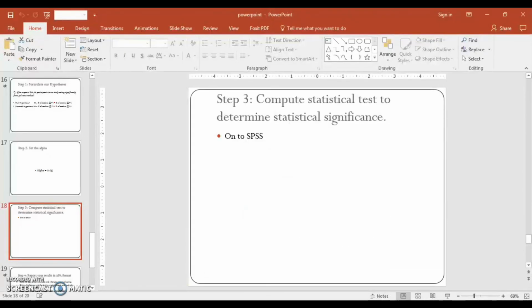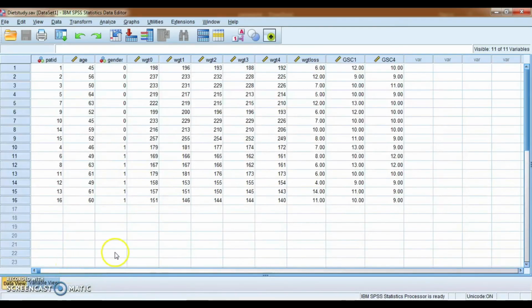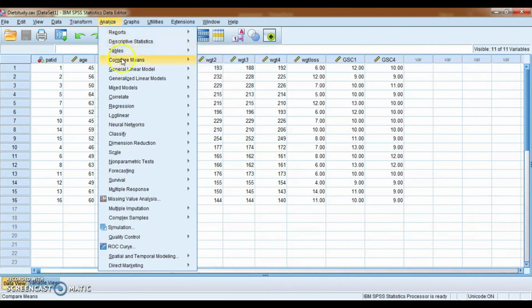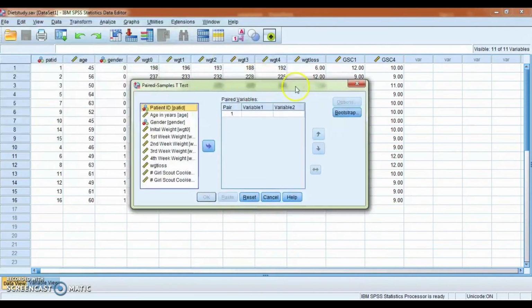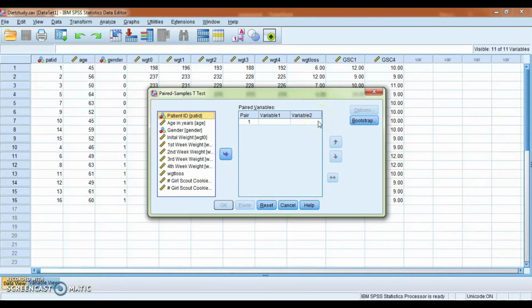So let's go back to our diet study. Once again, you know the data set, so you don't need to familiarize yourself with it. Let's click on Analyze. Once again, you'll go to Compare Means, and finally, you'll go to Paired Samples t-test. Now, this dialog box will look a little bit different, but that's okay. You simply put the two variables that you want to pair next to each other. So, if you scroll down here, you're going to see the number of Girl Scout cookies eaten at time 1. And we're going to compare it to the number of Girl Scout cookies eaten at time 2.